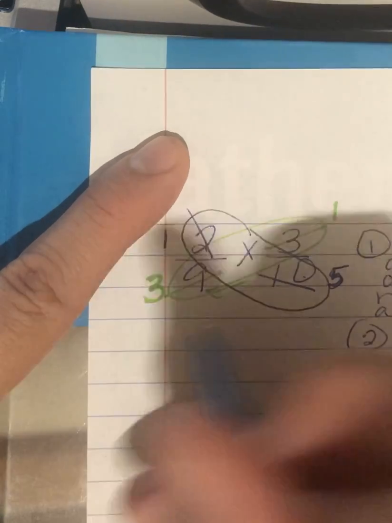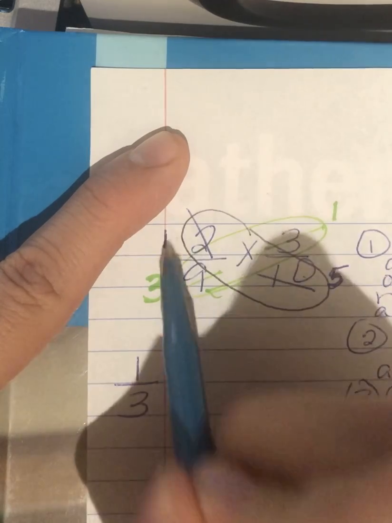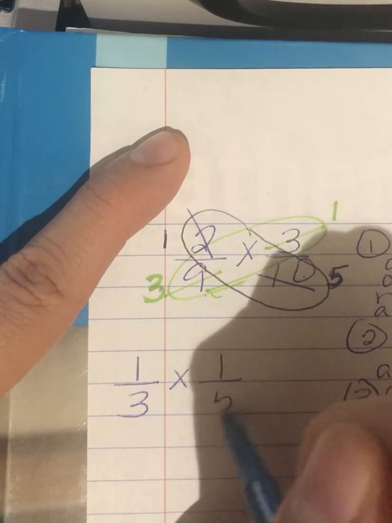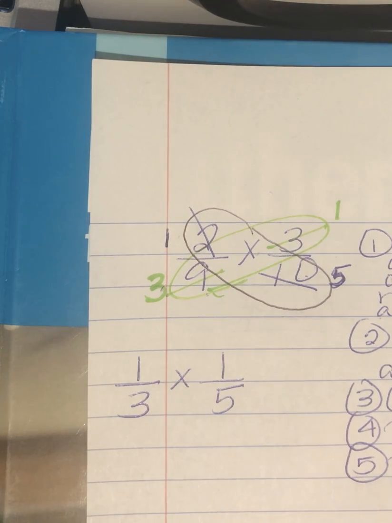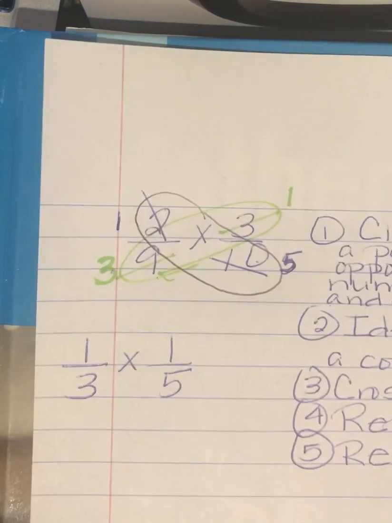So then I rewrite everything, this jumbled mess, as a third, right? 1 over 3 times 1 over 5. Let me do another example just so that we can keep practicing. Now remember, for today's math homework assignment, you're not going to be multiplying. You're only going to practice cross-simplifying.